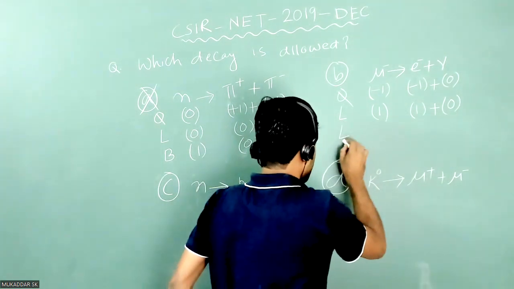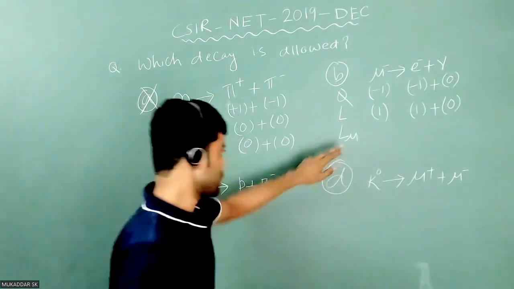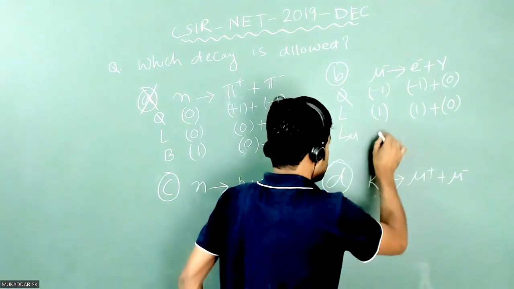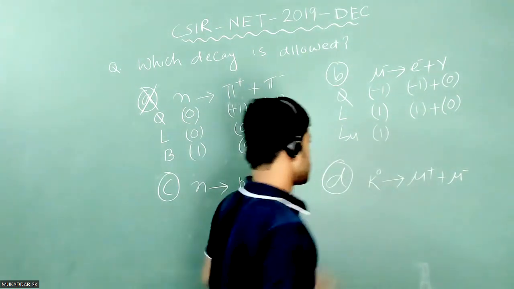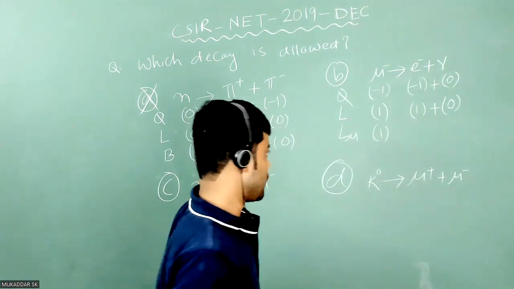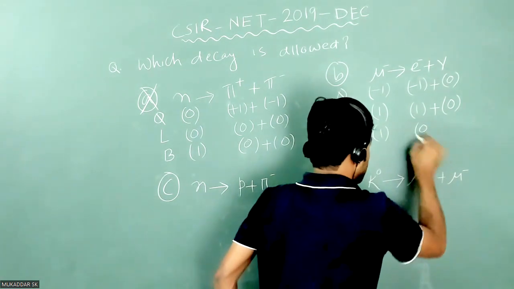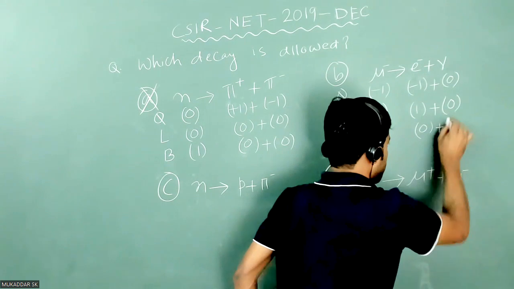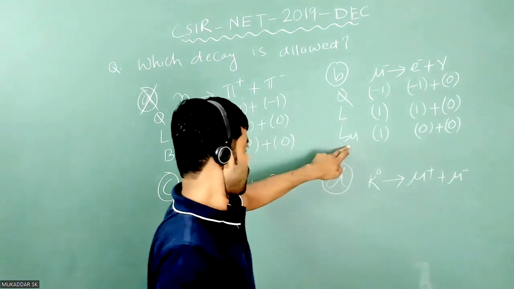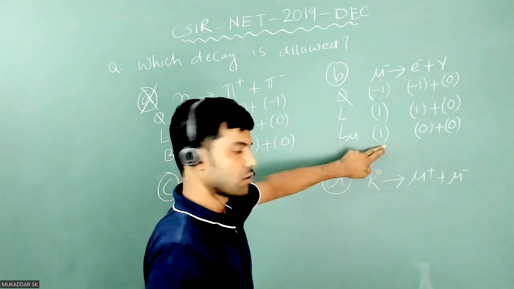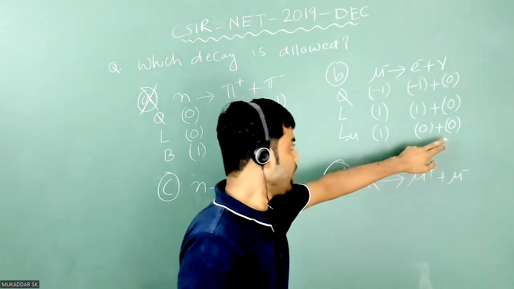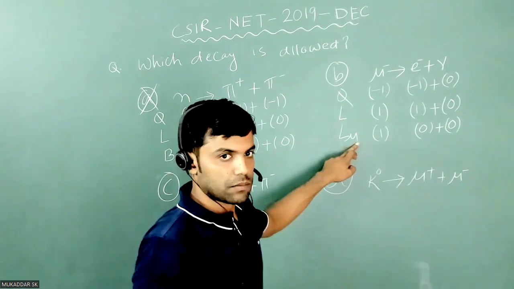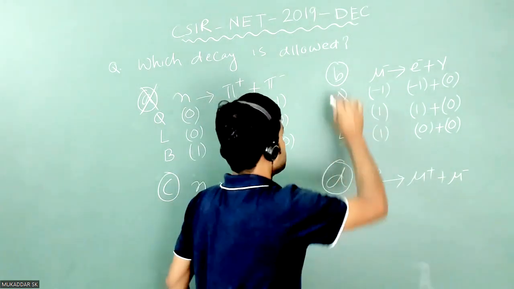Now we'll check L mu. L mu means muonic lepton number. On the left hand side, for mu minus it is plus 1. But for e minus, this number will be 0, and again for gamma, this number will be 0. So on the left hand side, you have plus 1, but on the right hand side, you have 0. So L mu is not conserved. That's why this reaction is not allowed.